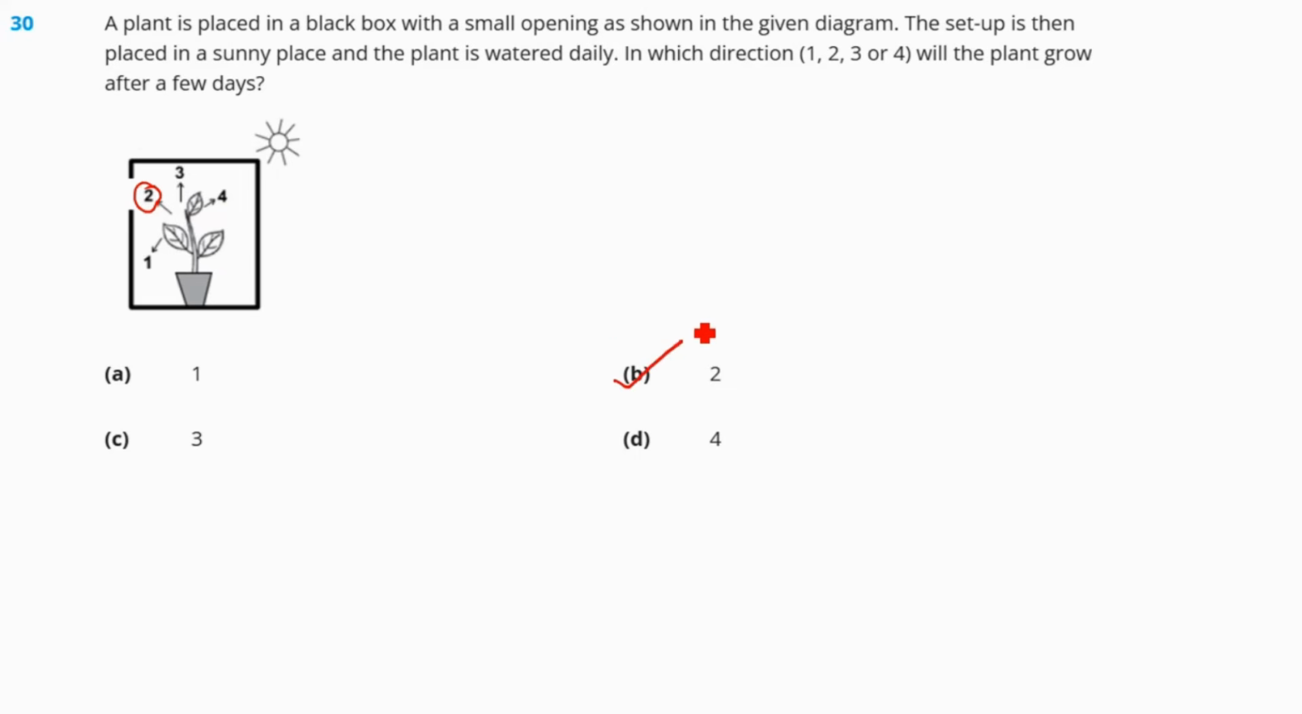Why? Because it is getting the proper aeration from that point. So the plant will try to get aeration as well as sunlight through that point only, right? So that it can perform photosynthesis and grow.